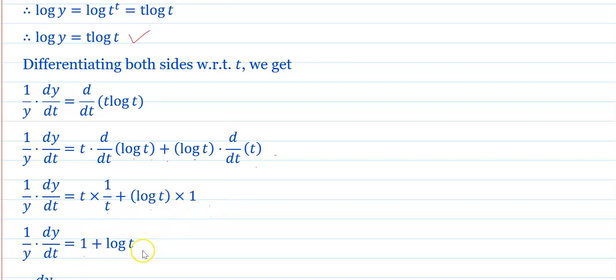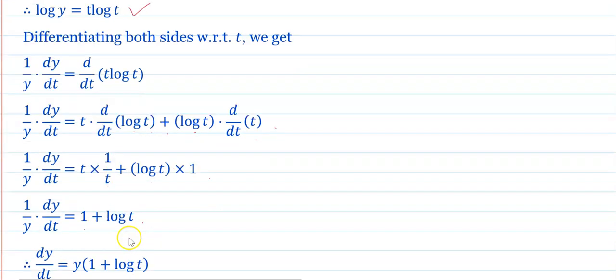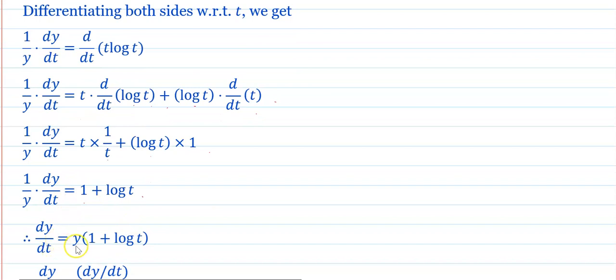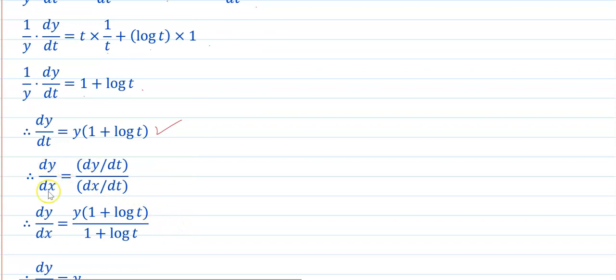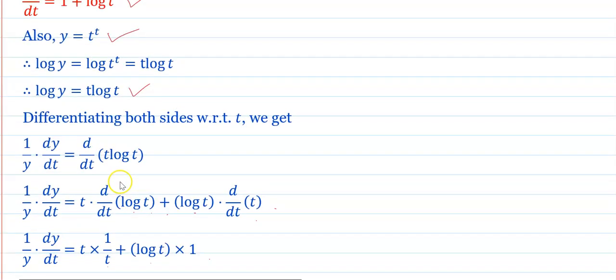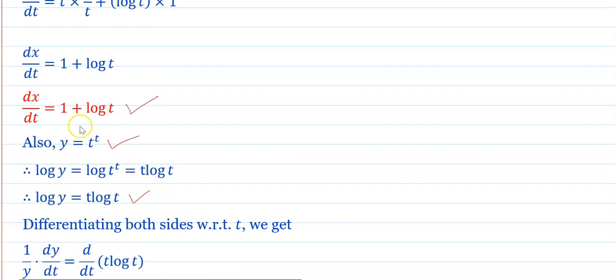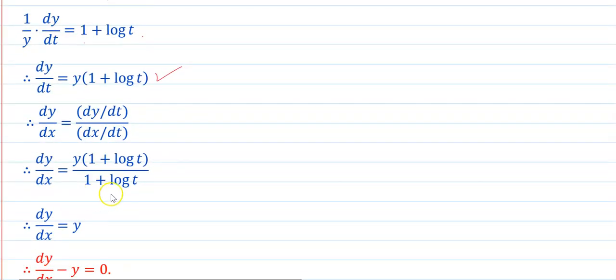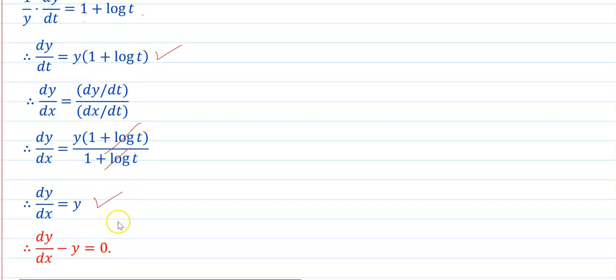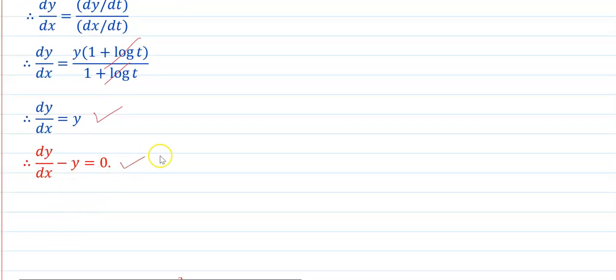Log of t into 1 is log t, and therefore dy by dt is equal to y in bracket 1 plus log t. This is the dy by dt. Therefore dy by dx is equal to dy by dt upon dx upon dt. What is the value of dy by dt? y in bracket 1 plus log t. And what is dx upon dt? dx upon dt is 1 plus log t. Now 1 plus log t gets cancelled. You will get y. And hence dy by dx minus y is equal to 0.